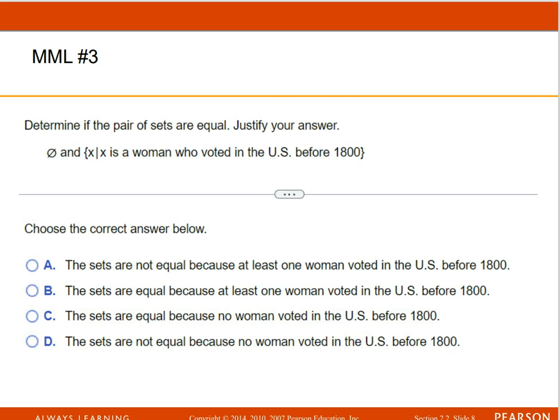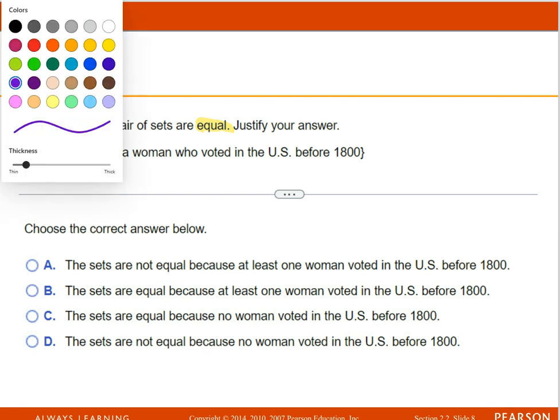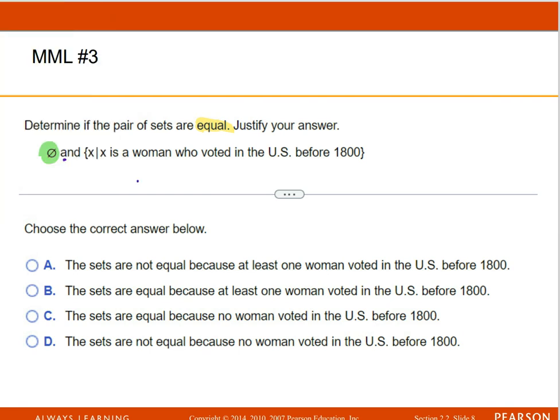Okay, so again, at this point, I'm just going to pick random questions from my math lab and go through them with you. My math lab number 3 says, determine if the pair of sets are equal, and then justify your answer. All right, you've got 2 sets here. You've got the first set, which is just the empty set, and the second set, which is the set of X such that X is a woman who voted in the United States before the year 1800.